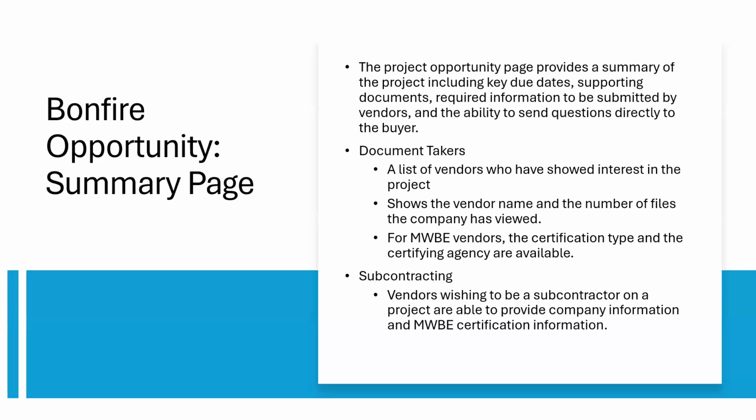Also on that summary page is the document takers list. So this is a list of all the vendors who have shown interest in a given project. It shows the vendor's name and the number of files that the company has opened or viewed. It also shows the certification type and the certifying agency if a vendor has noted that they are an MWBE vendor. So if you are a prime looking to meet the compliance goals and you're not able to find a vendor, this is one way where you can see any other MWBE vendors that can meet the need for this particular project. Because vendors are able to log in and then enter their information on each project that they're interested in being a sub for.